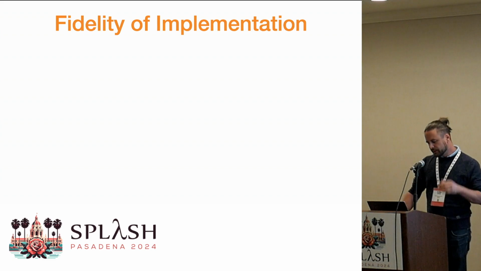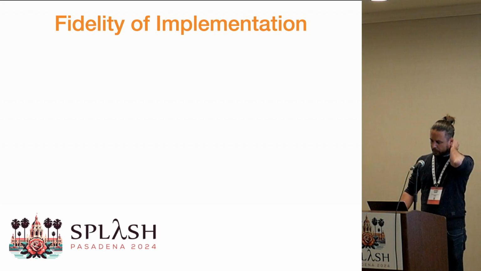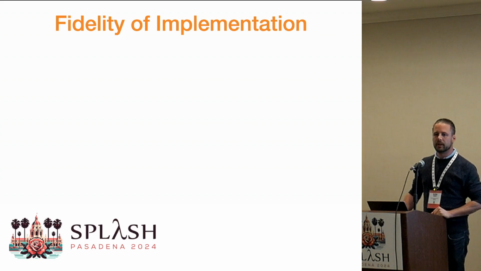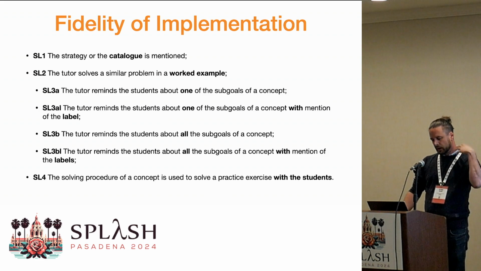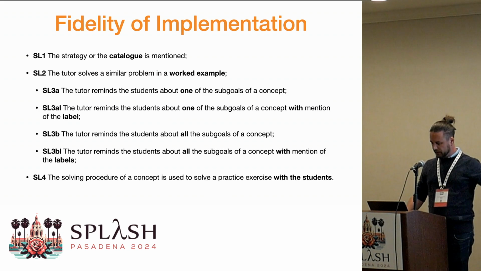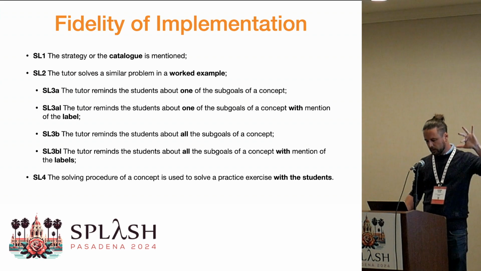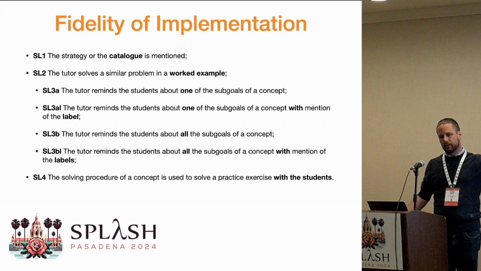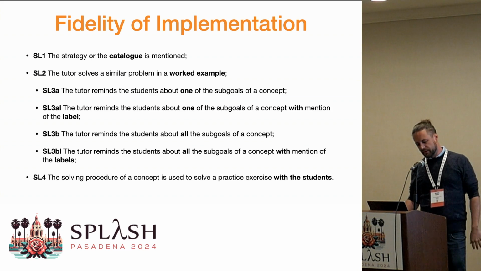So one of the tools I used is fidelity of implementation. It's a tool that comes from the education change literature. Basically, it looks at how an innovation is implemented by practitioners in education, and so we derived a list of criteria. You don't need to read all the stuff, but maybe just the bold is interesting. We have 4 main criteria. The first one is that the catalog, the list of all the labels that is also available to students, is mentioned during the practice of the tutors.